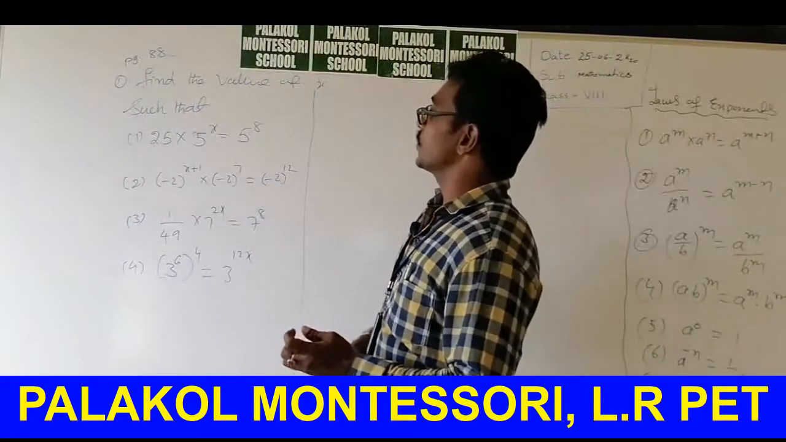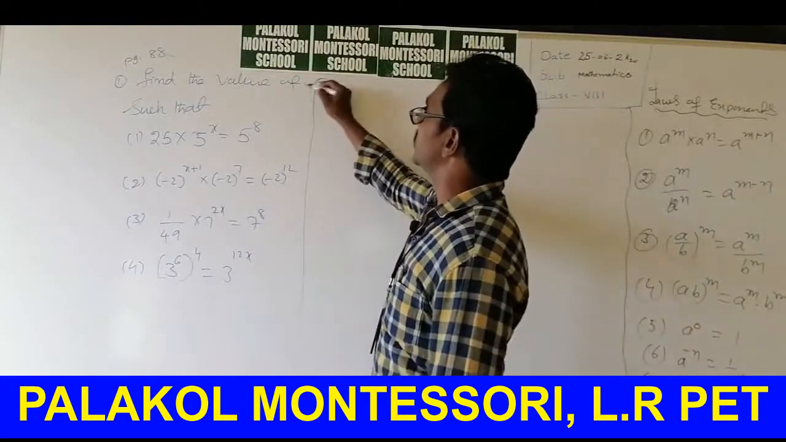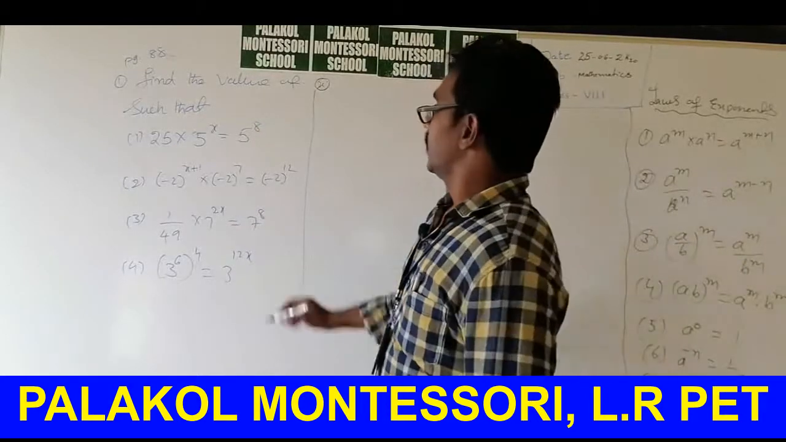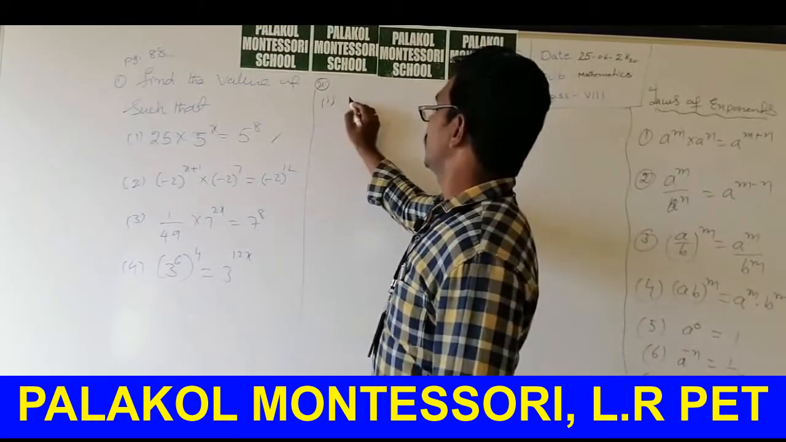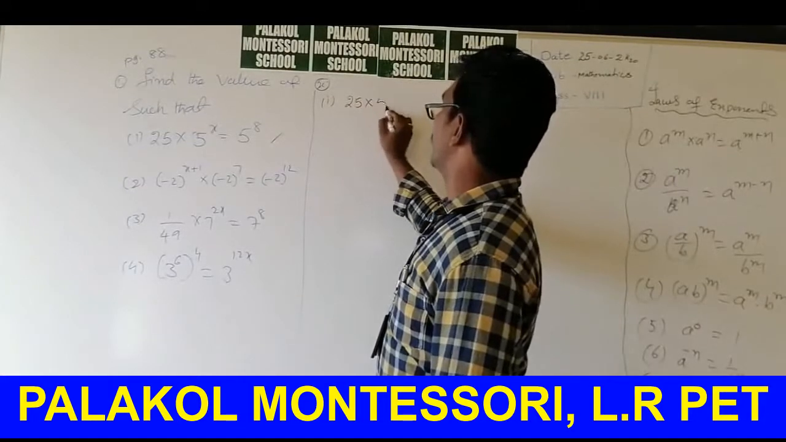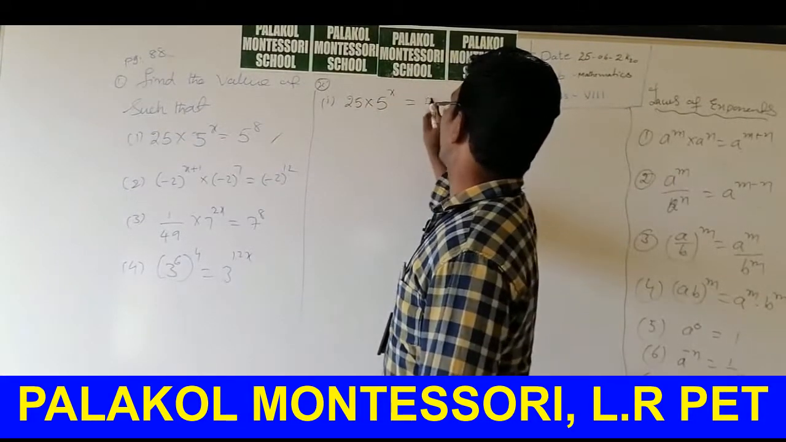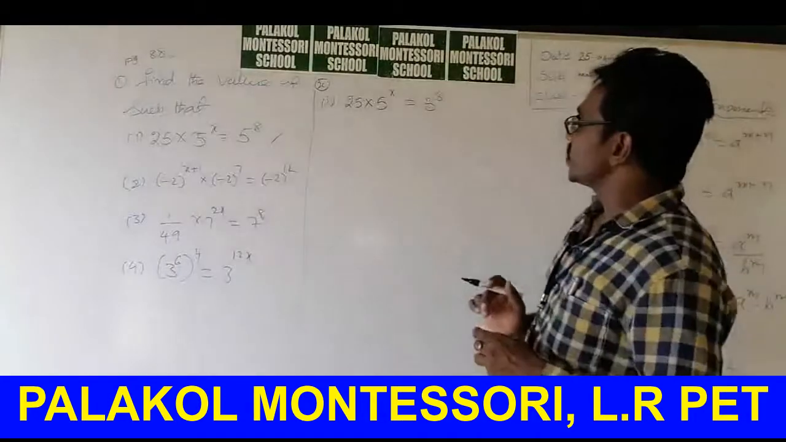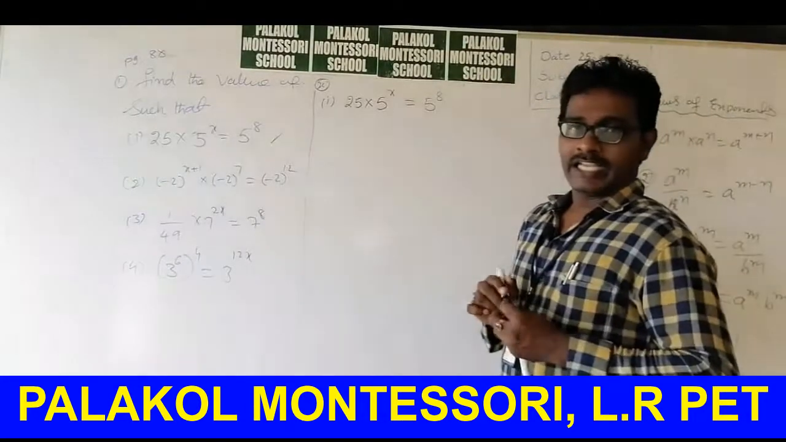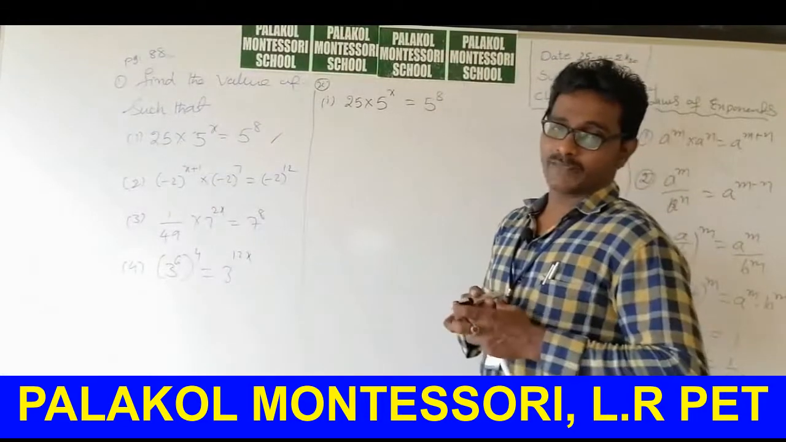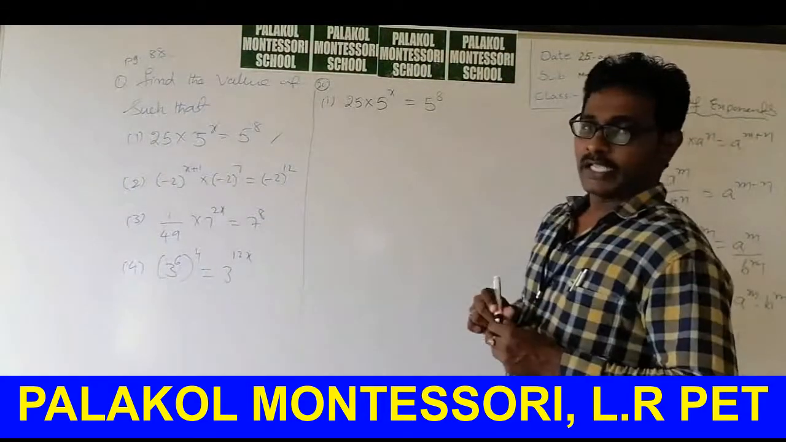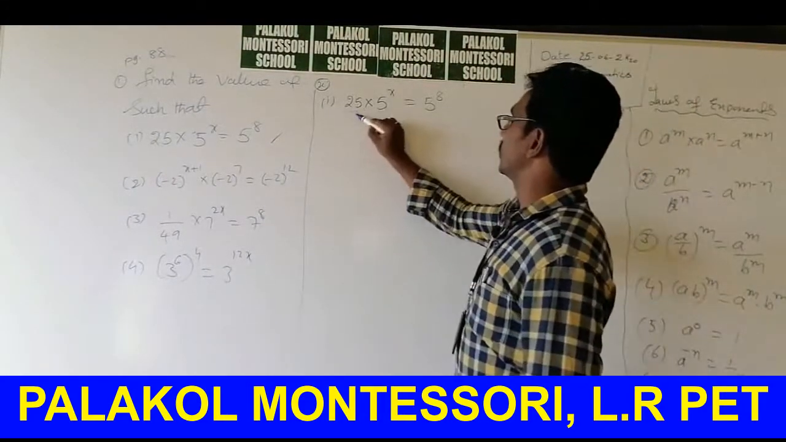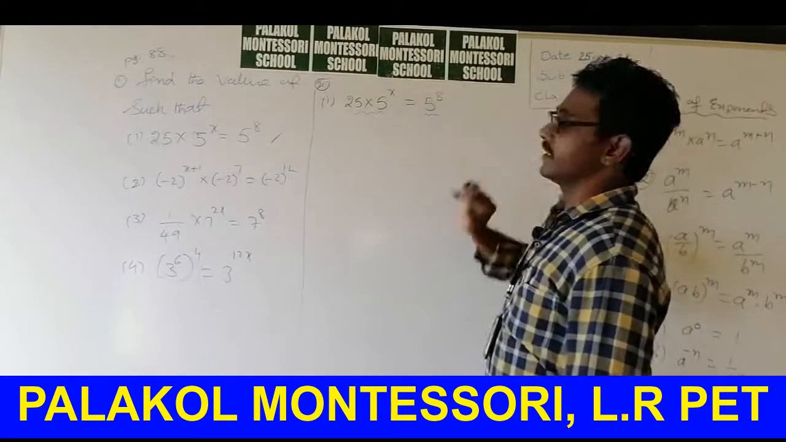First, find the x value. Here one variable is there, and we need to find the x value. First I write the first question, 25 times 5^x is equal to 5^8, guys. First, study the sum. In this equation, there is an LHS part and an RHS part.